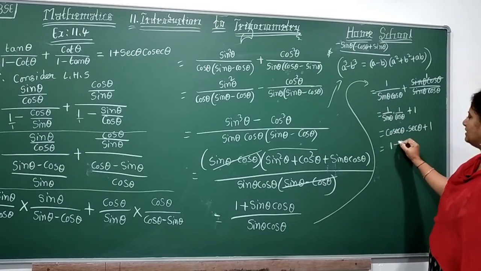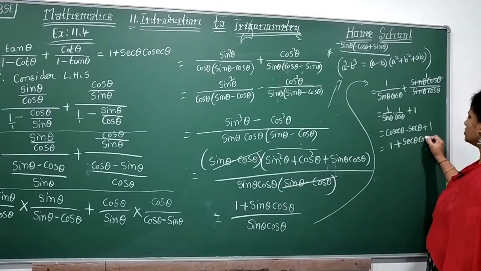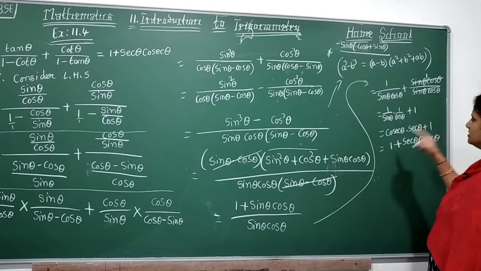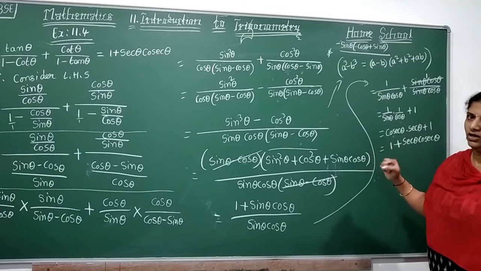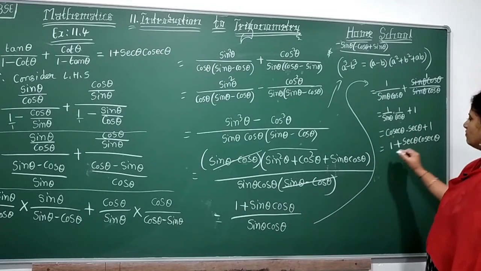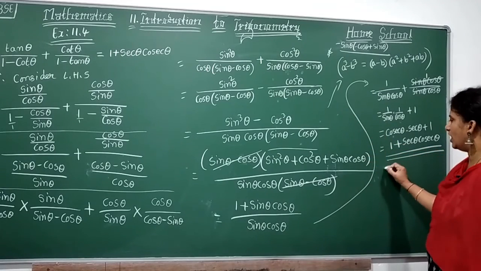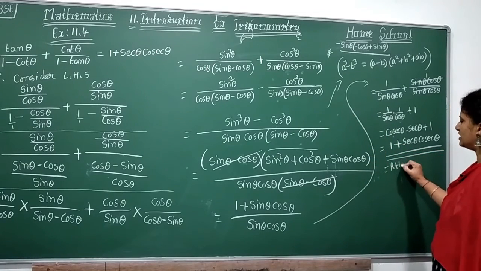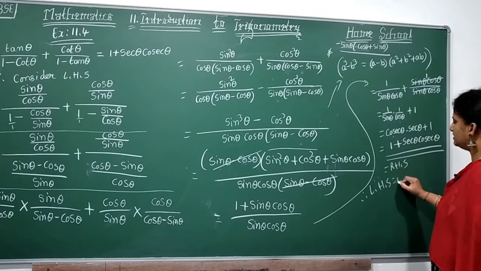Finally, I rewrite this as 1 plus secant theta cosecant theta. So cosecant theta secant theta or secant theta cosecant theta, you can write it like that. So finally, what is this, children? Look here carefully. This is your RHS. Therefore, LHS is equal to RHS.